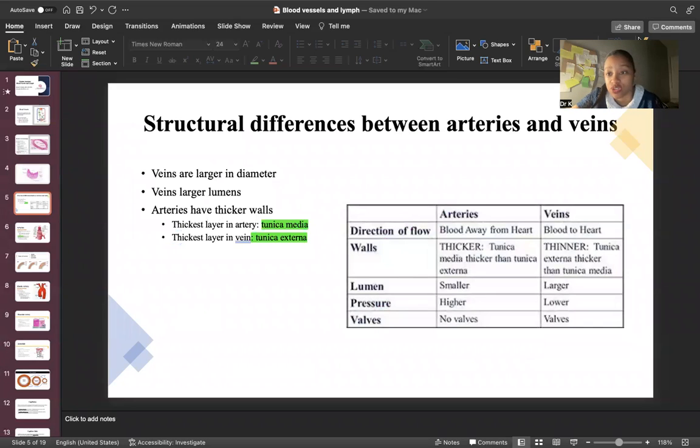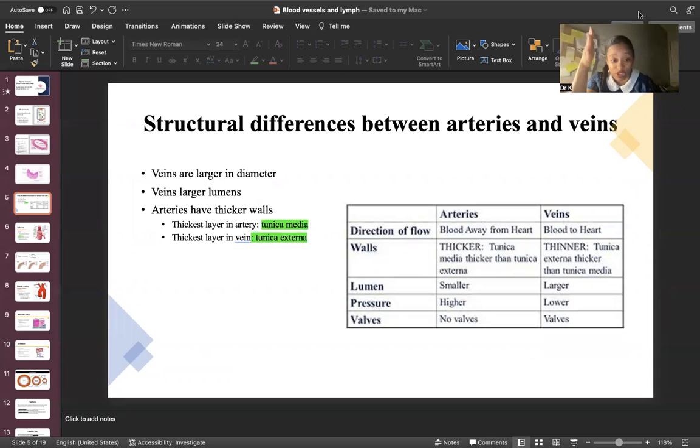All right, this is the structural difference of arteries and veins. They love to test this. They love to ask this question, right? Obviously, like we said, just know this slide. Veins are larger in diameter. They're larger in their lumens. Why, right? And we learned about that right now.